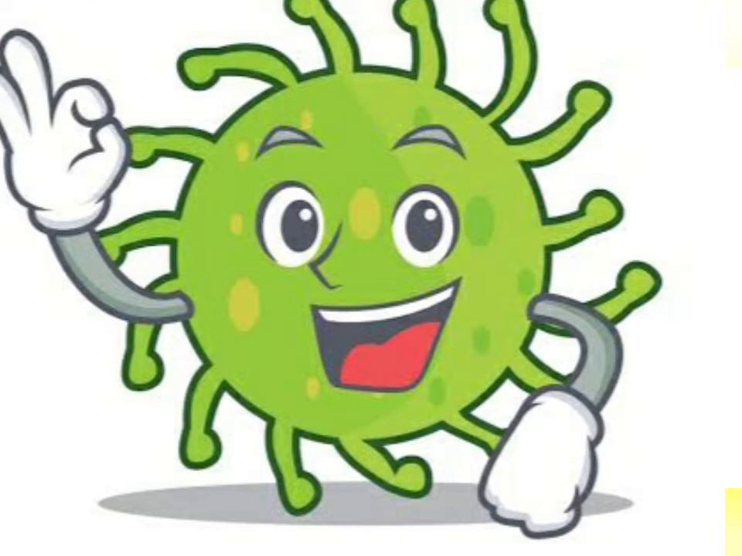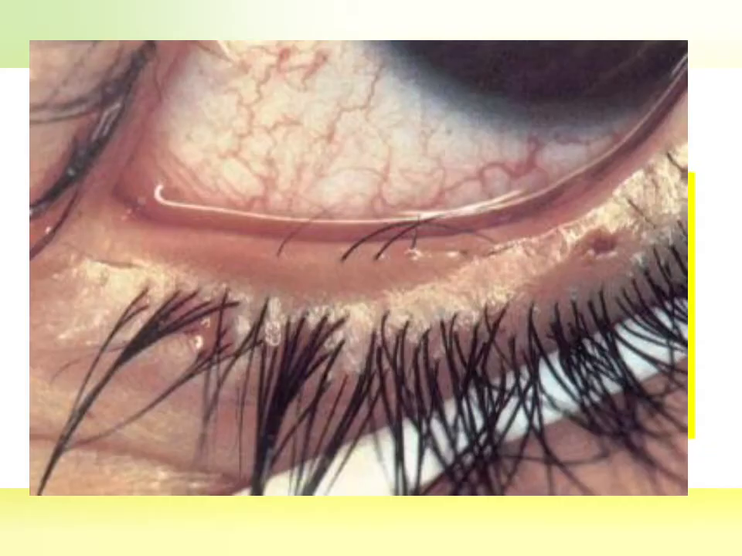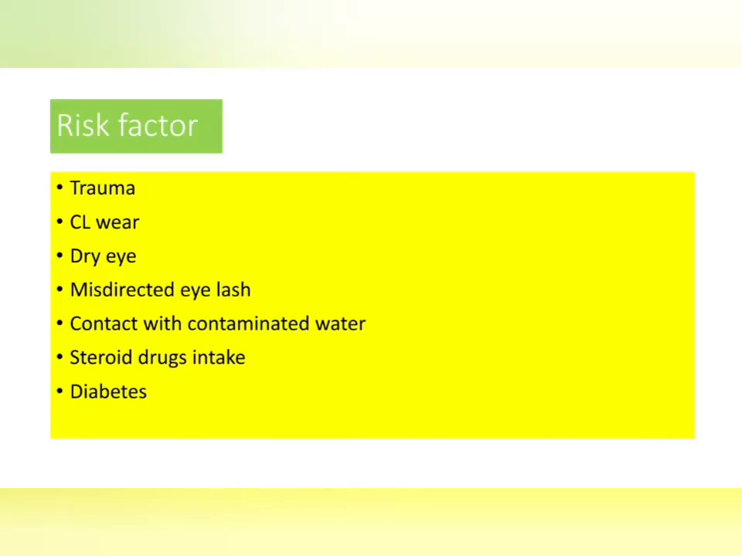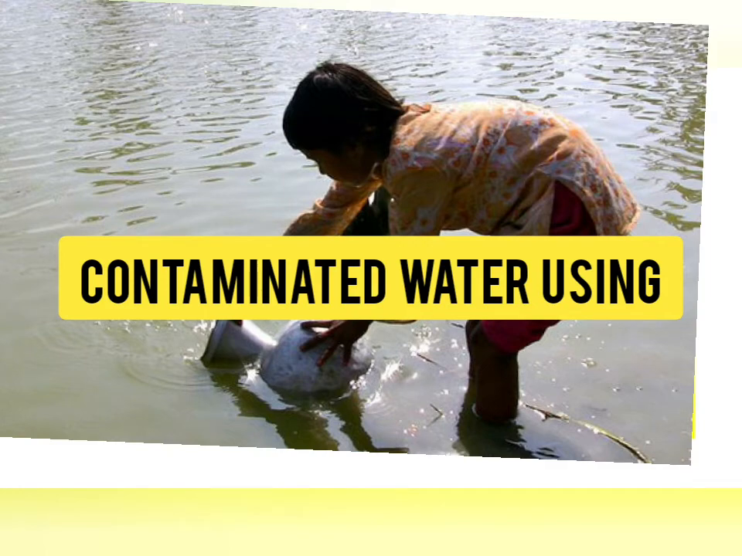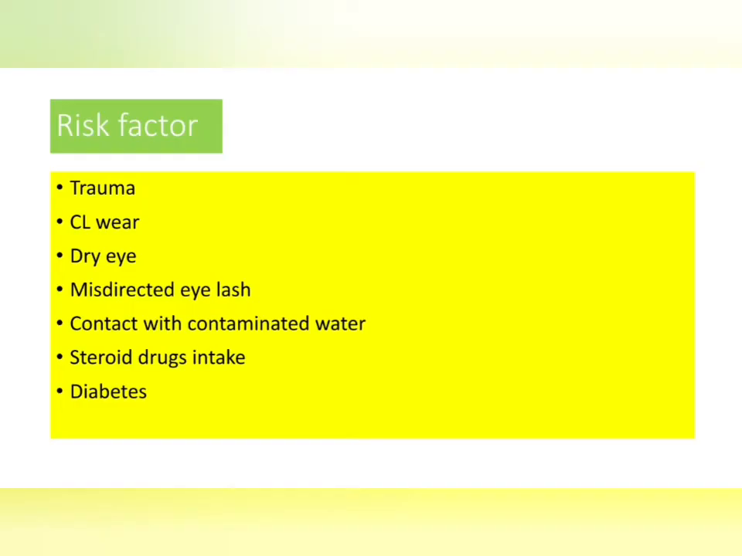Misdirected eyelashes: if an inward directed eyelash rubs the cornea continuously, then it can disrupt the ocular surface and it may lead to surface infection. And contact with contaminated water. Suppose the person washes his face with contaminated water, then if the water somehow reaches the eye, it can lead to infection of the cornea.